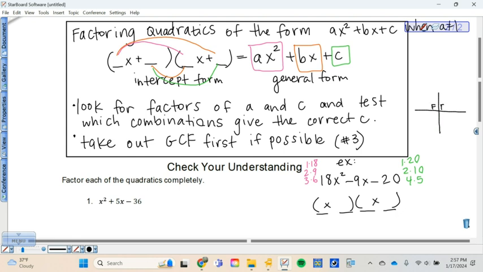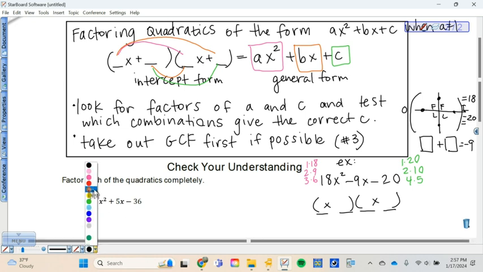So I've got my first up here, my last down here. My first times first needs to equal 18. My last times last needs to equal negative 20. And then my outers plus my inners is going to give me negative 9. And then I just kind of start filling it in from there.